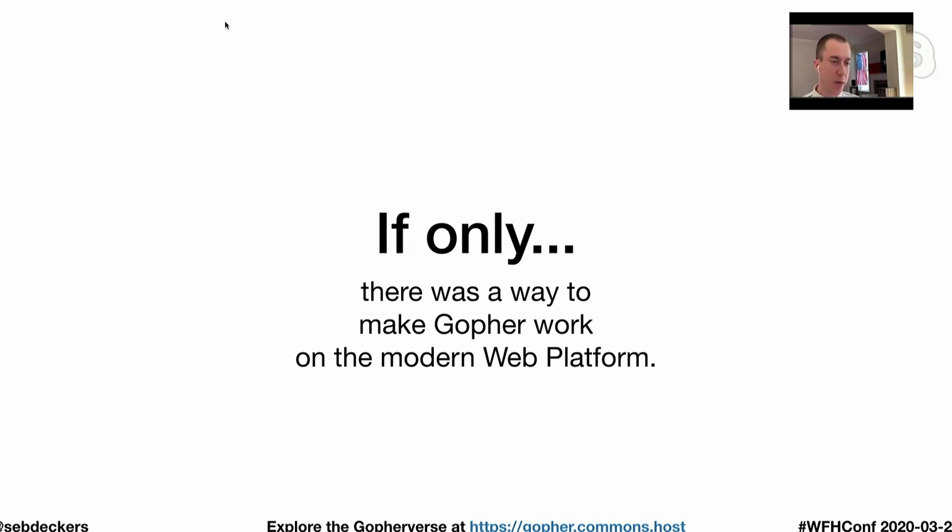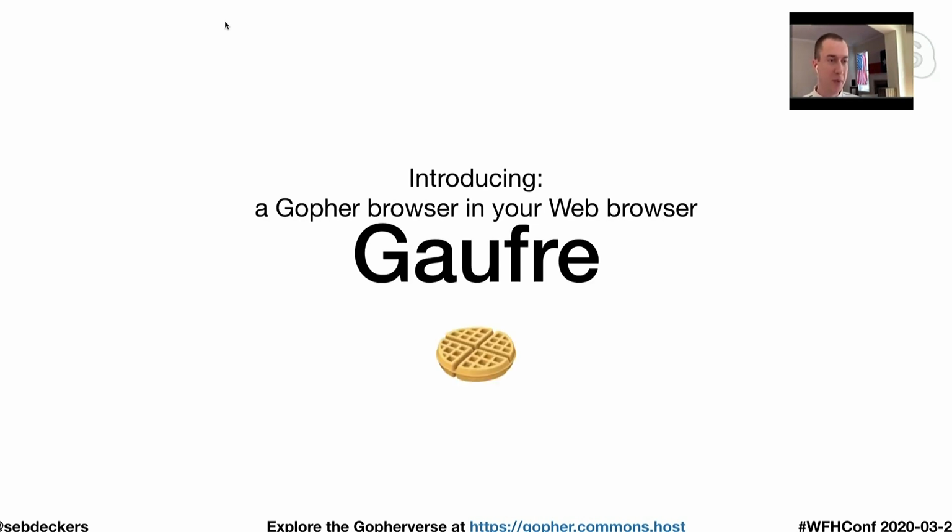So if only there was a way to make Gopher work on the modern web platform with all its amazing APIs. So I'm going to introduce a couple of things. I'm going to introduce Gaufre, which you can pronounce Gopher or Gaufre, depending on how you like. It's a browser for Gopher, supports all the Gopher features, but it does it inside your web browser. So you can just click a link and it works. You don't have to install anything.